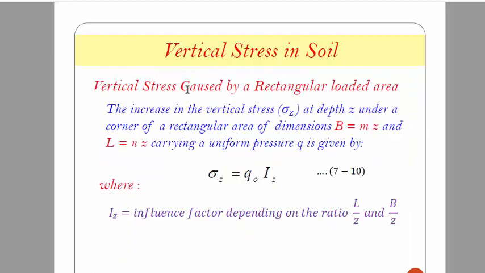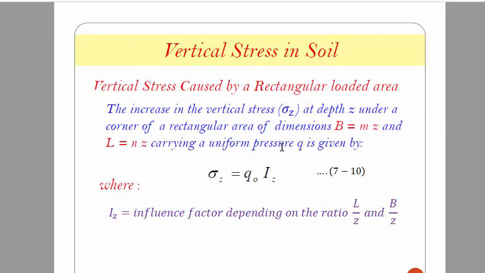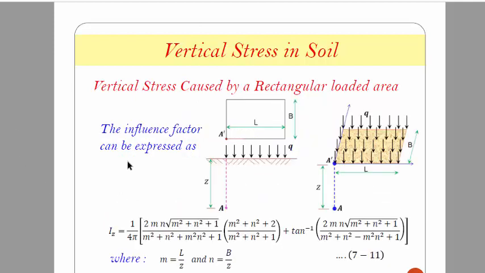Next is vertical stresses due to a rectangular loaded area. Suppose the area is rectangular. So the increase of vertical stress sigma z at a depth z under a corner of a rectangular area, where B and L are the dimensions, width and length. m is equal to B by z and n is equal to L by z, carrying a uniform pressure q. Uniform pressure means pressure is exerted from the top. So sigma z is q times Iz. Iz is an influence factor depending upon the ratio of L by z and B by z. So what is L and what is B? L is the length, B is the width.